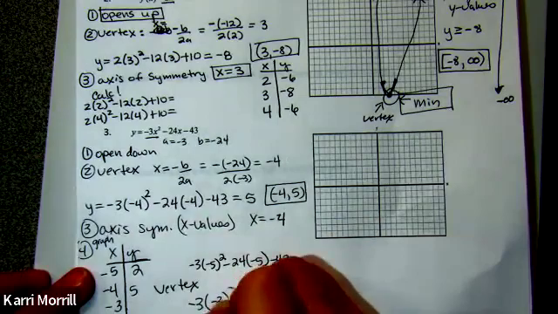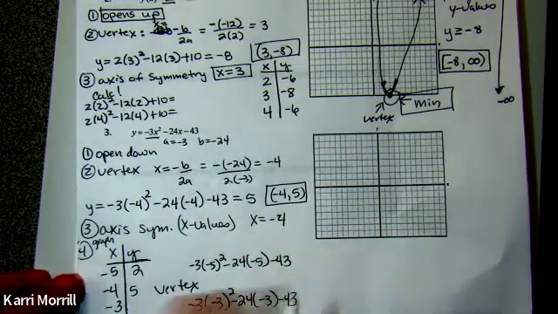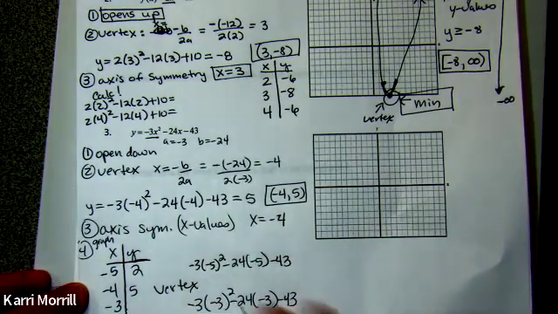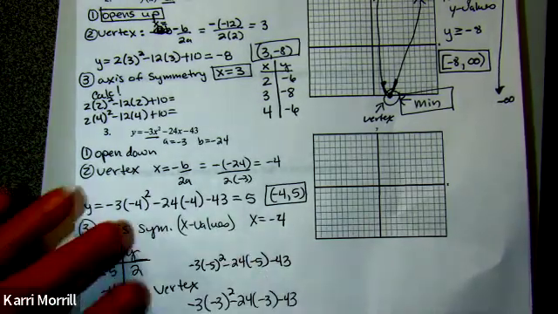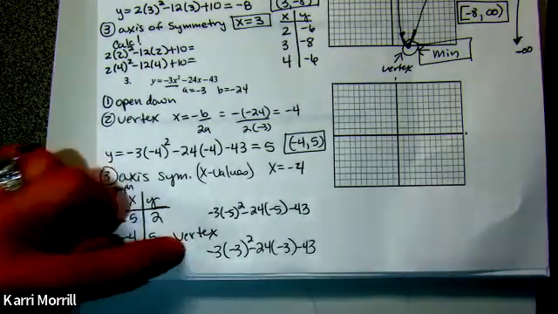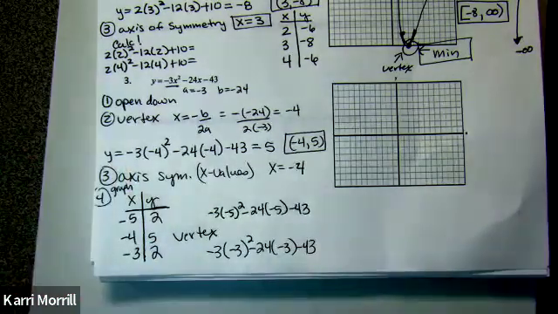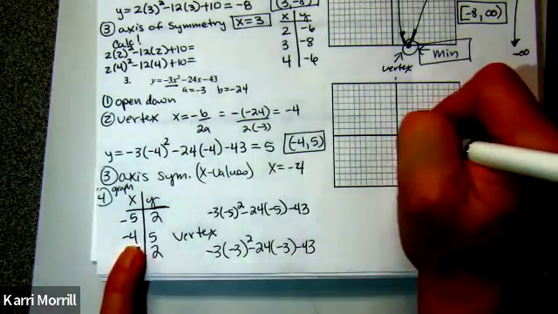-3 times -3 squared minus 24 times -3 minus 43. When you plug that into your calculator, you also get a 2. If you move the same amount to the left and to the right, the y value should be the same, because remember, if you fold this graph, those points should land right on top of each other. So let's go graph it.